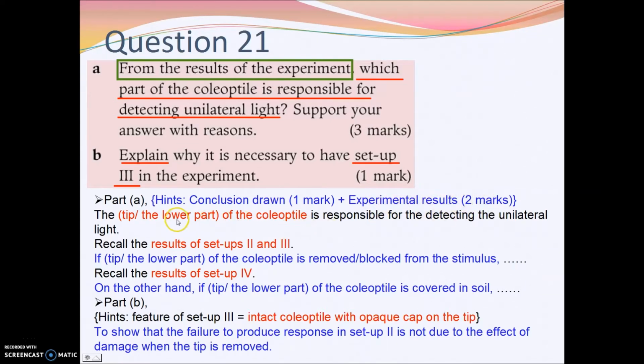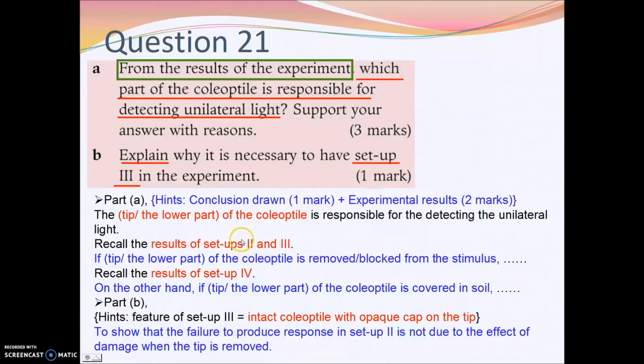As a topic sentence, you can tell me the tip or the lower part, whichever is correct. Choose one part. The tip or the lower part of the coleoptile is responsible for detecting the unilateral light. That's the topic sentence. For the explanation, record the result of setup 2 and 3. Also you need to pick the correct choice: if the tip or the lower part of the coleoptile is removed or blocked from the stimulus.